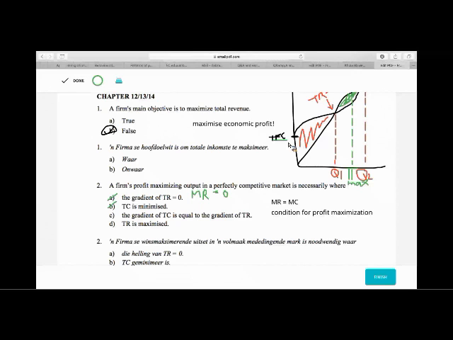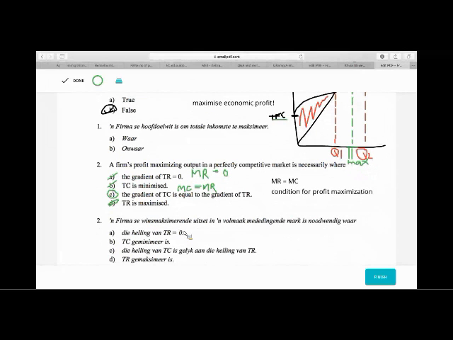2C then says the gradient of TC is equal to the gradient of TR. So in other words, C is saying the gradient of total cost, which is marginal cost, is equal to the gradient of total revenue, which is marginal revenue. And that is true. So the answer C is correct. And for the same reason that B is incorrect, D is incorrect. So the answer to question 2 is C.